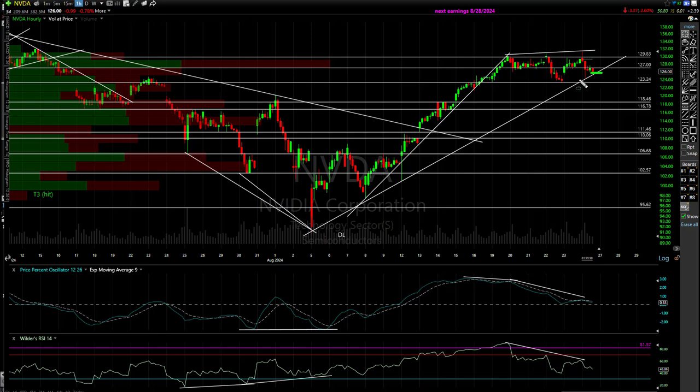All right, I'm going to wrap it up here, but these are, regardless, levels to watch that will affect the market if NVIDIA breaks this. And again, you have to take it with a grain of salt because they report Wednesday after the bell.